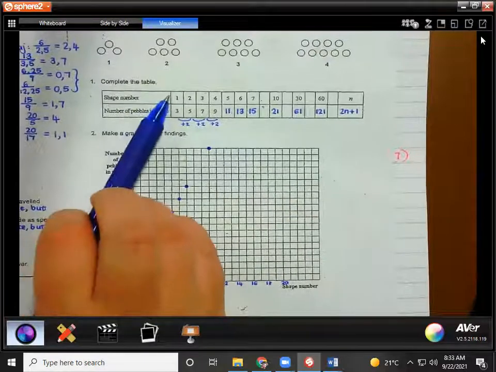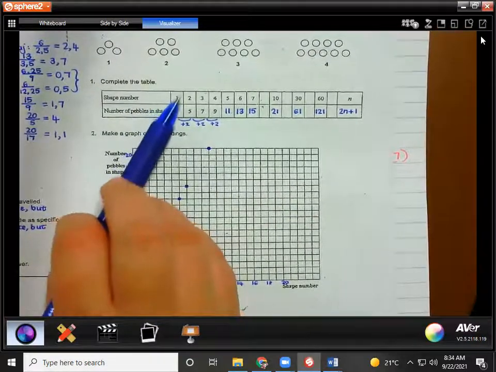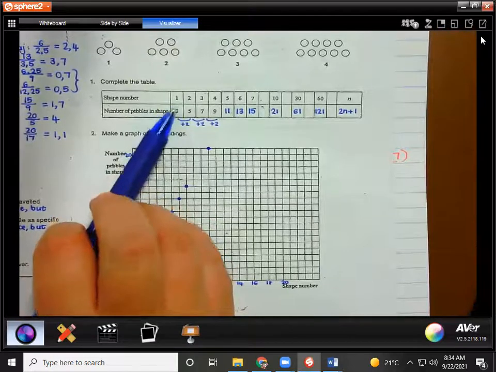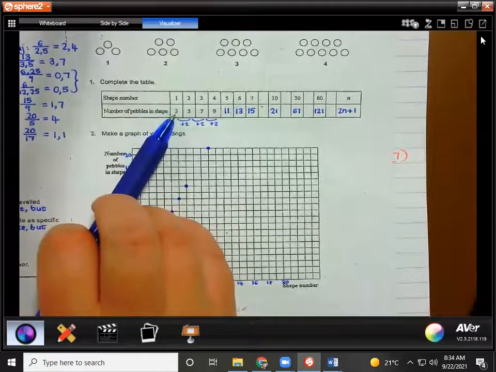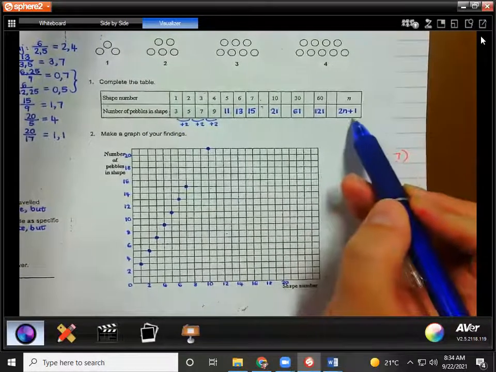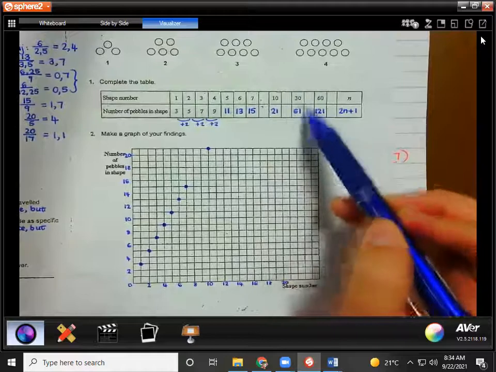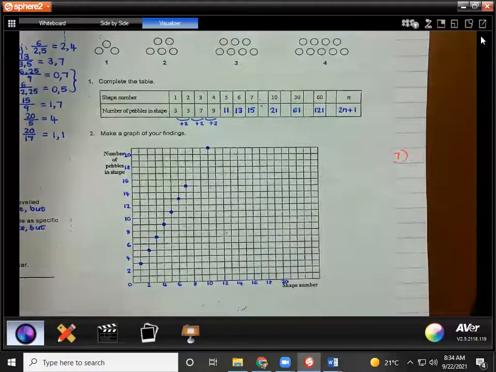Now, what is 2 times this shape number? 2 times 1 is? 2 times 1? 2. What must I add to 2 to get 3? 1. So that's why it's 2n plus 1. Okay, when you have that, you can use that to find 10 and 30 and 60. You just say 2 times the shape number and then you add 1.